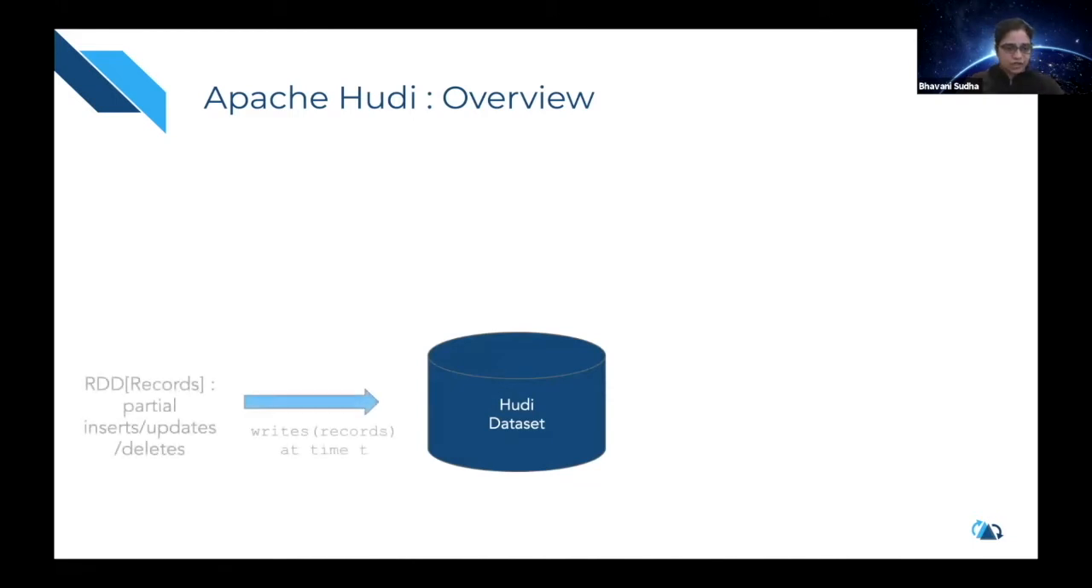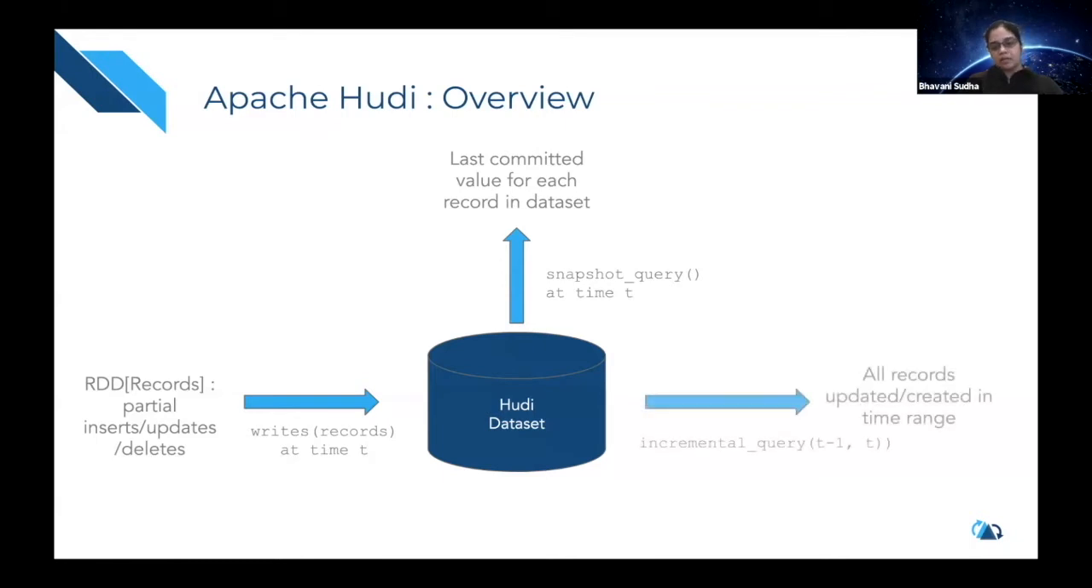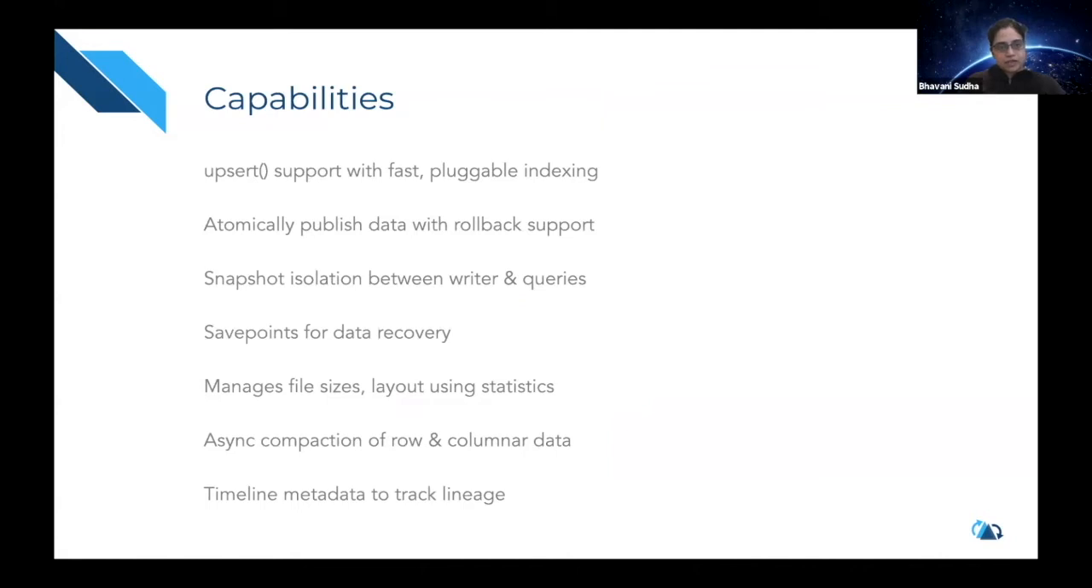I've used an illustration here. As you can see, writes can be streamed, and these are usually RDDs of records, usually inserts, updates, or deletes. They're streamed into a Hudi table, and queries can leverage this Hudi table. We have 2 types of queries: a snapshot query that exposes the latest value of all records in that table, and an incremental query which pulls changes since the last time. So for example, give me all changes that happened as of time t. So these are the capabilities of Hudi.